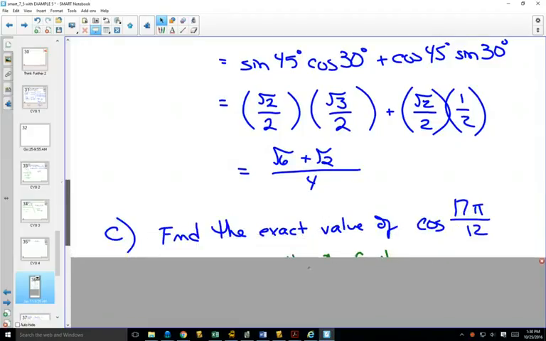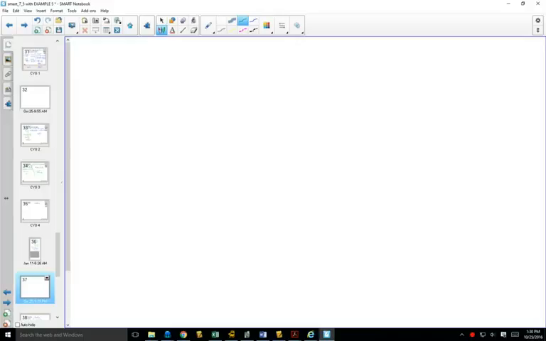Part C. Find the exact value of cos of 17 pi over 12. Now, before I get you to do this one on your own, what we're going to do is figure out two things that add or subtract to get 17 pi over 12. Okay?